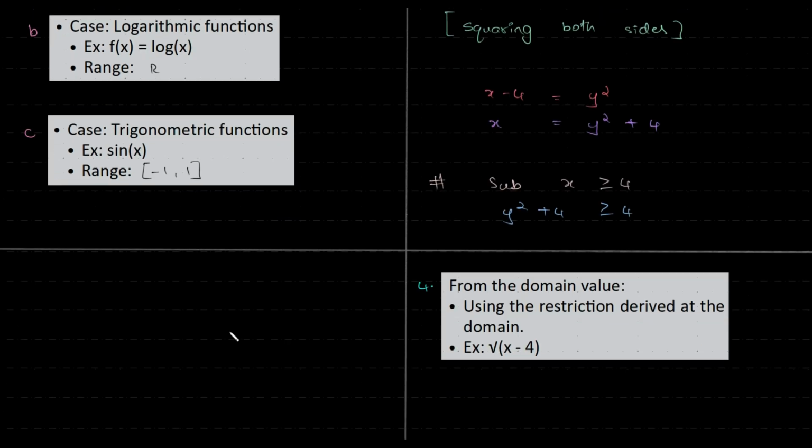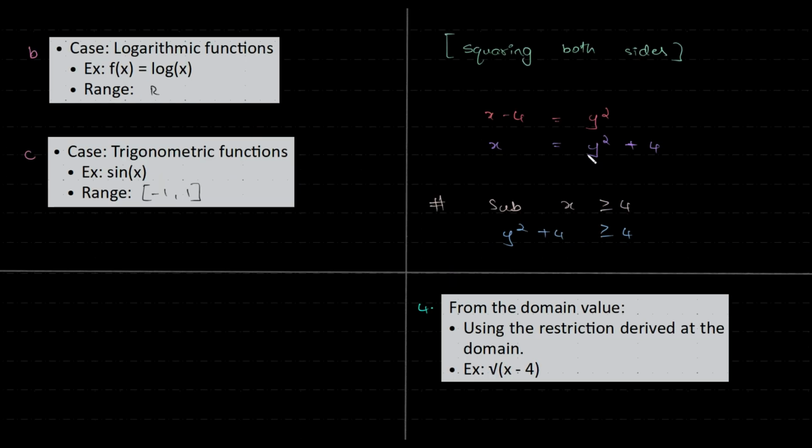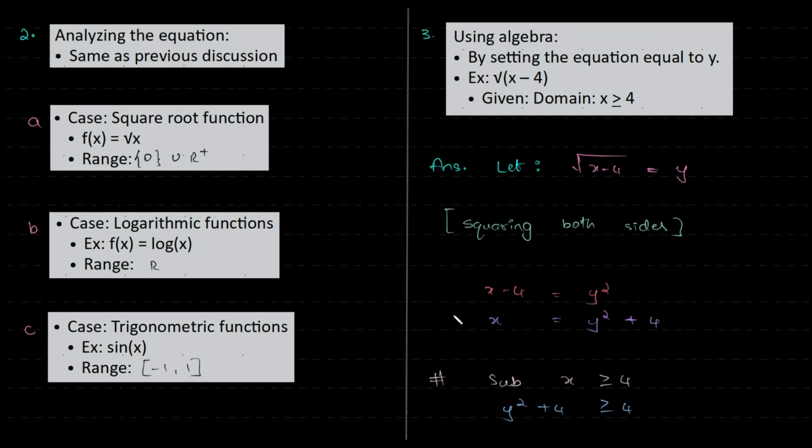Right, guys? So this is your substitution. Right, quite simple. Substituting where? Into the inequality. So y square plus 4 is greater than or equal to 4. That's your inequality. And now we can find the range with this.